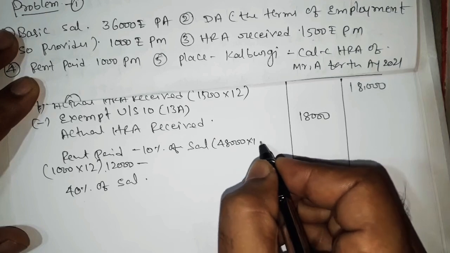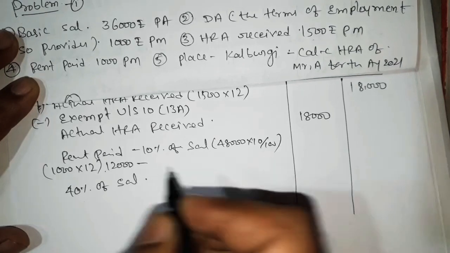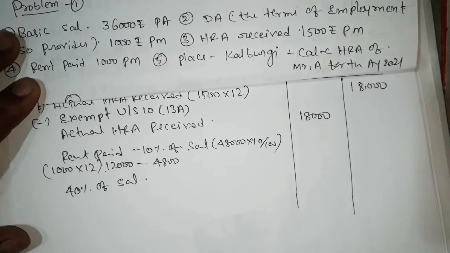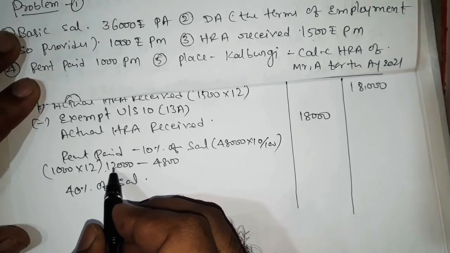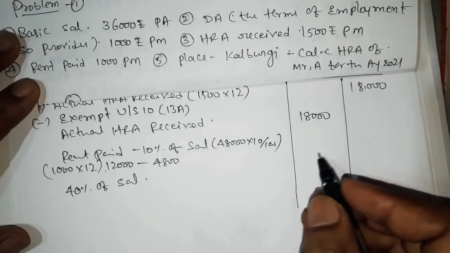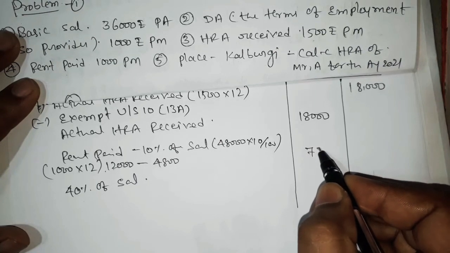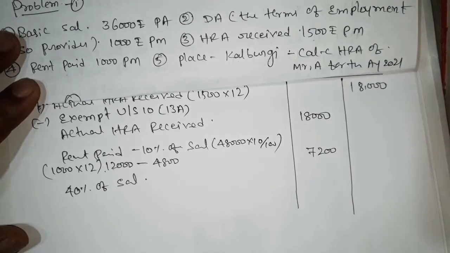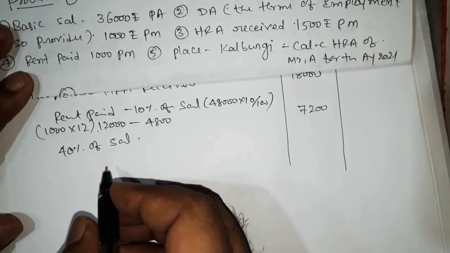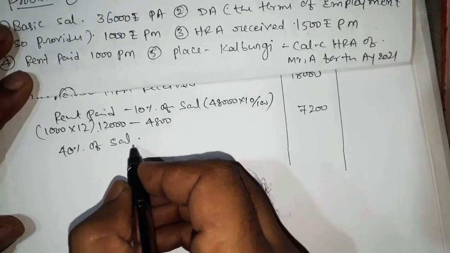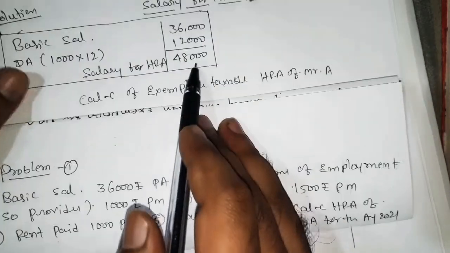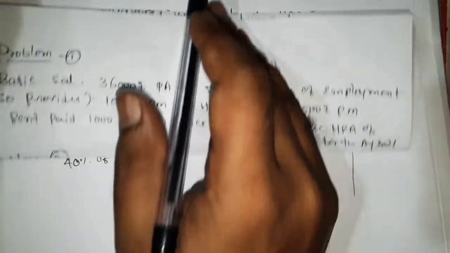48,000 into 10 percentage means 4,800. We will get 4,800. So substituting, 12,000 minus 4,800, we will get 7,200. Next, 40 percentage of the salary. 40 percentage of the salary means the total salary is 48,000.